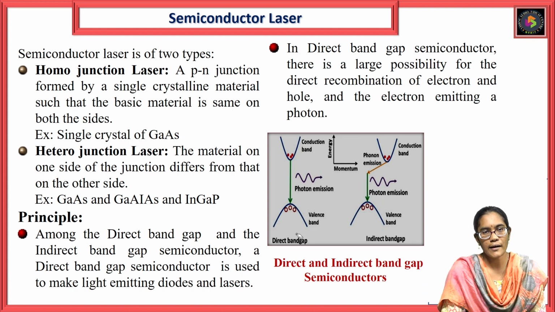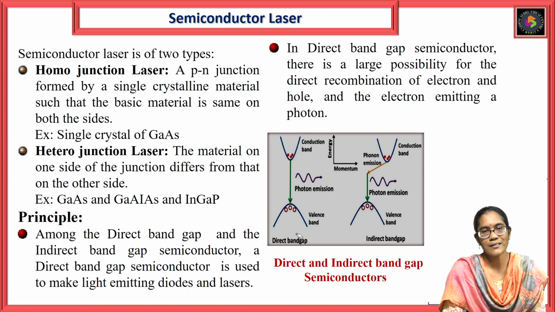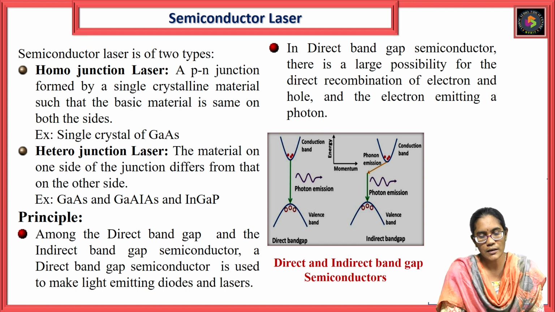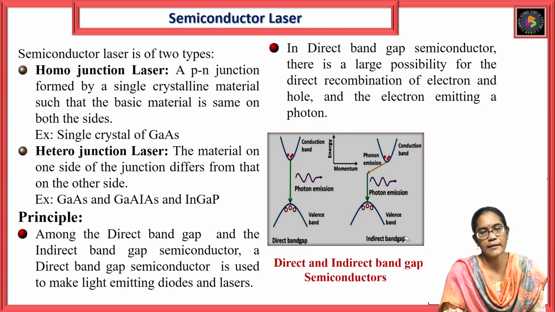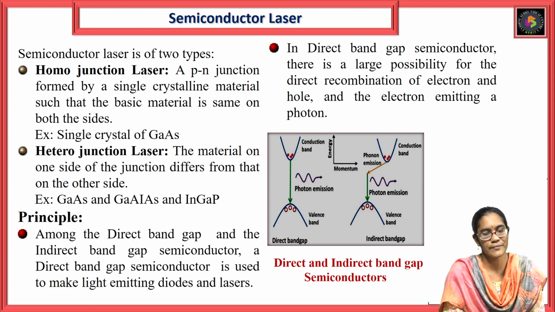In the case of indirect bandgap semiconductors, the electron hole recombination occurs at different values of momentum vectors. It means the top of the valence band and the bottom of the conduction band do not appear at the same values of k. The emitted energy is in the form of phonons, that is, in the form of heat. Those semiconductors are called indirect bandgap semiconductors. In a semiconductor diode laser, the semiconductor used should be a direct bandgap semiconductor. That is the first condition.